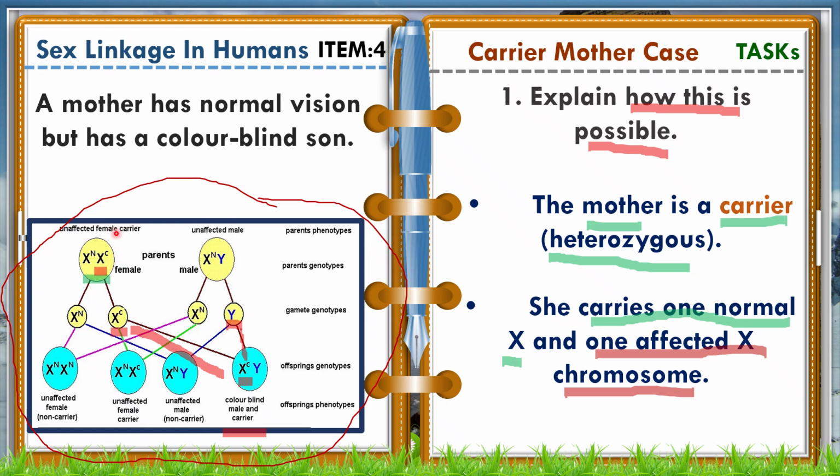So when she gives the affected chromosome to the boy, he is going to become colorblind. And when she gives the normal X to another boy, this boy will be unaffected, will be a normal boy.